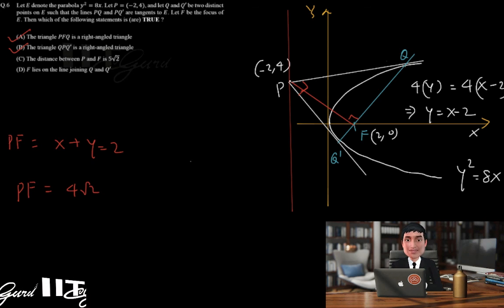And if you see this, F lies on the line joining QQ dash. Of course F lies on it, because QQ dash passes through the focus, as this is a right angle triangle. So we say that this option is also correct. And in this way we get the answer.